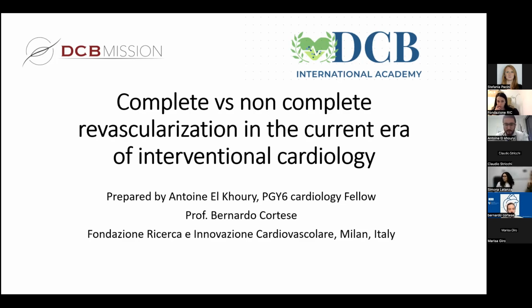So as we said, we'll present a lecture about complete versus non-complete revascularization in the modern era of interventional cardiology. Complete meaning if a patient presents with myocardial infarction, ST elevation MI, and has multivessel disease. So non-complete is just to stent the culprit vessels, the vessels that cause the myocardial infarction, and complete if we need to do the complete revascularization for all the vessels, not just the vessels that cause the myocardial infarction.